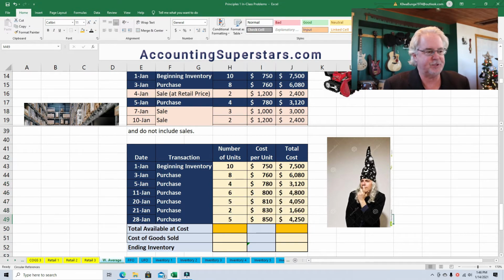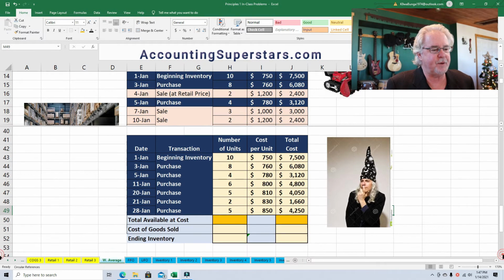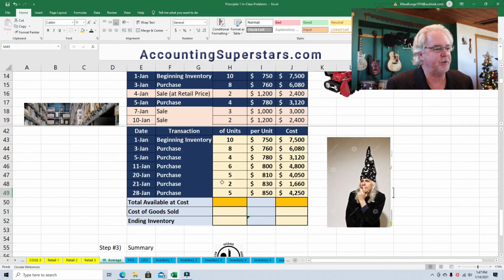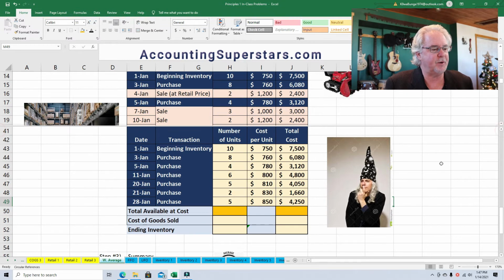So all we're doing is we have beginning inventory and all the purchases. Now in the gold boxes here, we're going to add up the number of units and add up the total cost. And if you notice, we don't have to add up the middle column. In fact, we never have to add up the middle column when we're doing these problems.